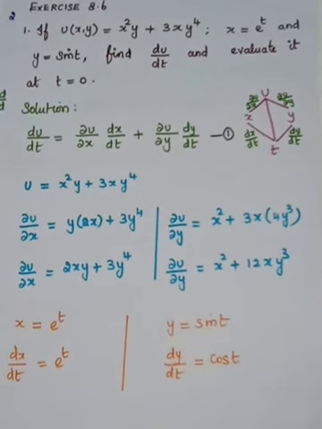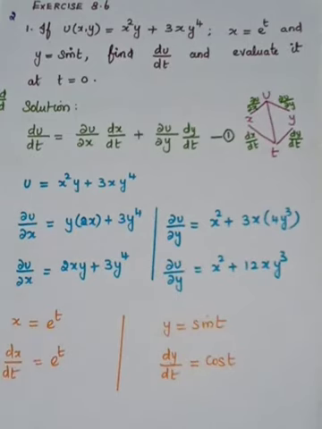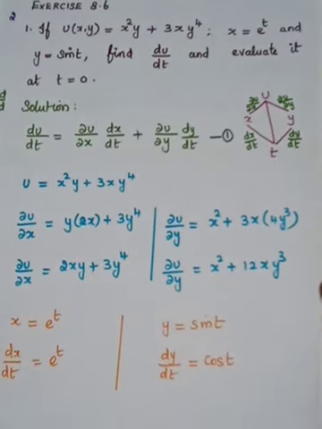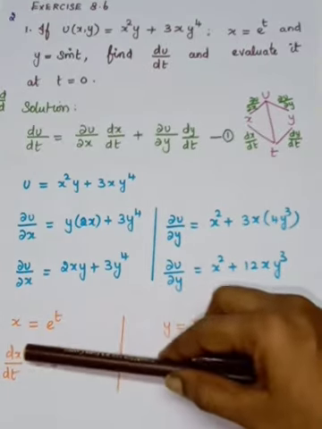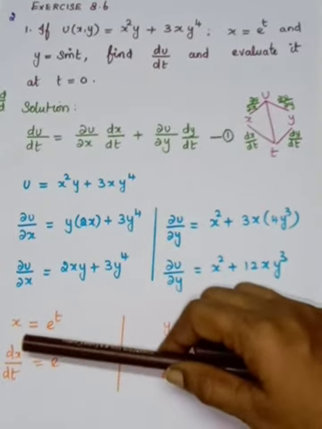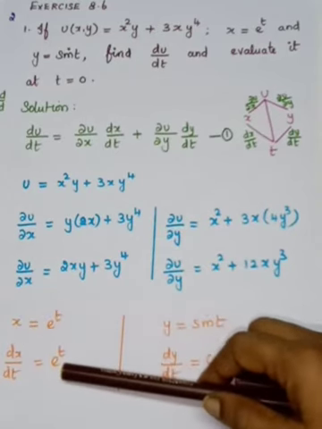Next, you have to take x. x is equal to e power t. x is a function of single variable t. If it has double variable, we have to go to the partial differentiation. But here x involves only one variable. So ordinary differentiation has to be used. dx by dt, the differentiation of e power t is e power t.